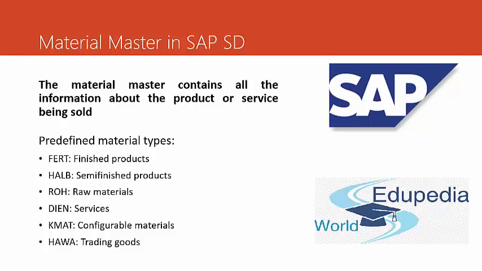Predefined material types: finished goods, finished products, semi-finished products, raw materials, services, configurable materials, and trading goods. From the sales and distribution angle, we will be most concerned with products and services sold to the customer.